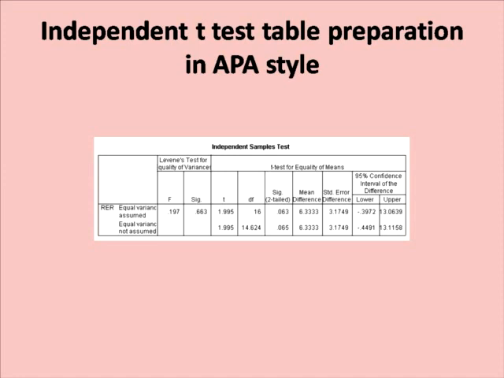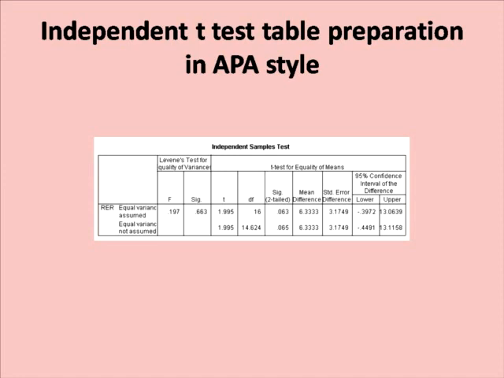This is 0.083. This 0.083 is greater than 0.05, so I will read the second row for everything I need to pick up, and make the analysis and interpretation from the second row. If this significance is lesser than 0.05, then we have to read the first row.